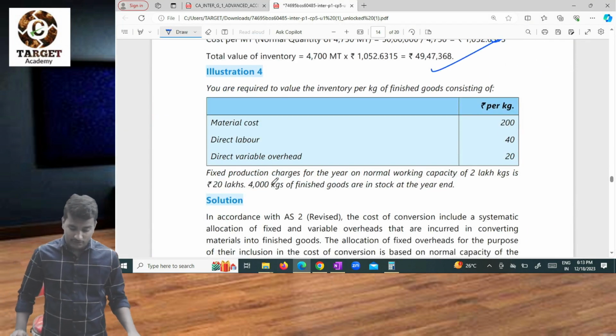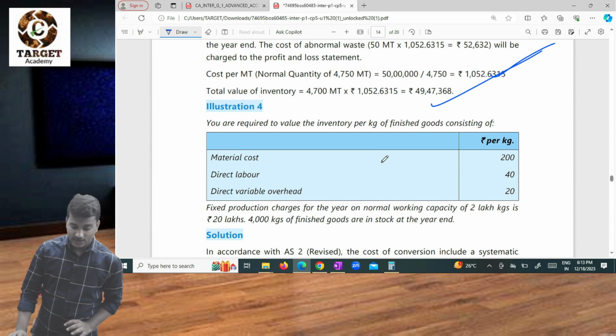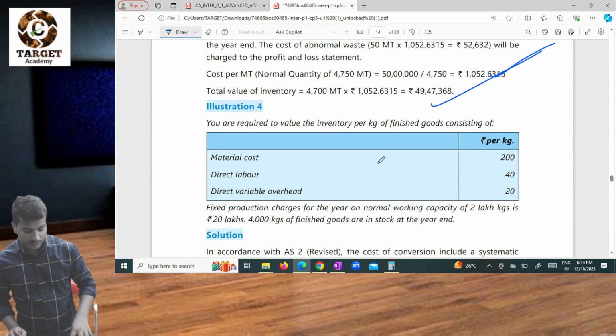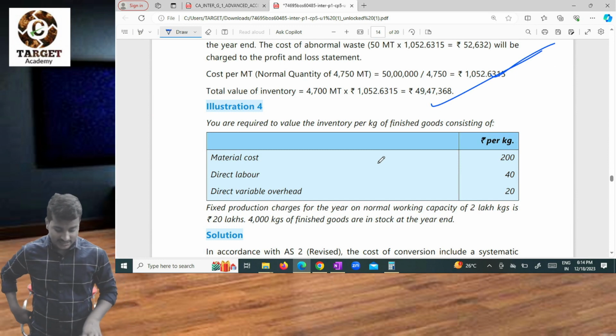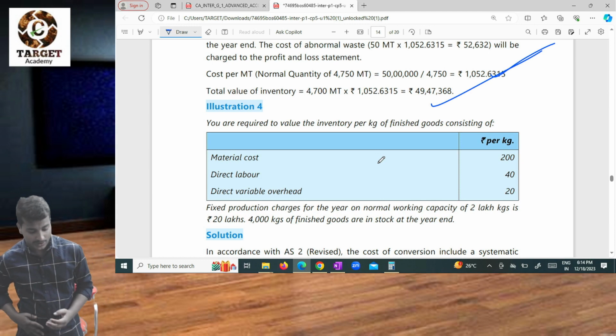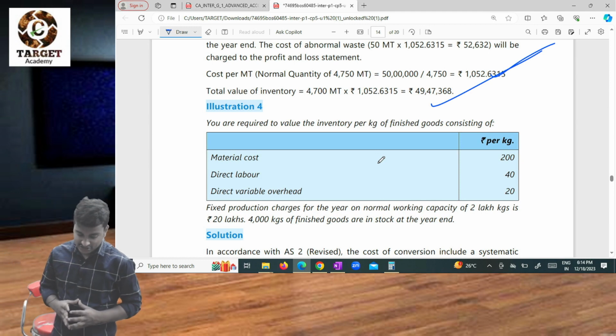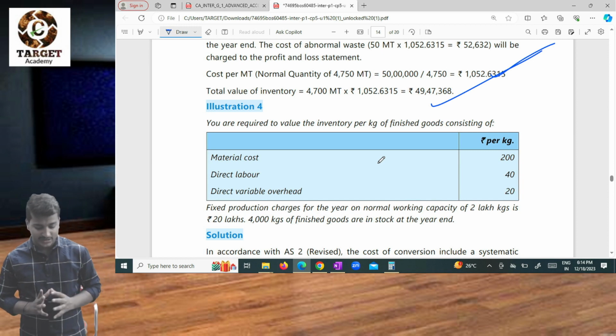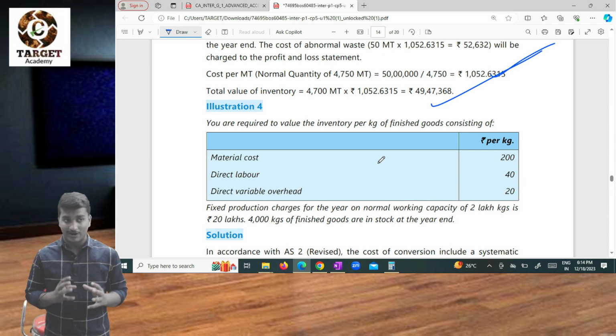Question number 3 come question number 4. Question number 4, first read the question carefully. He has given material cost, labor cost and overhead and fixed production charges. So first you read the question and focus on what he is asking.